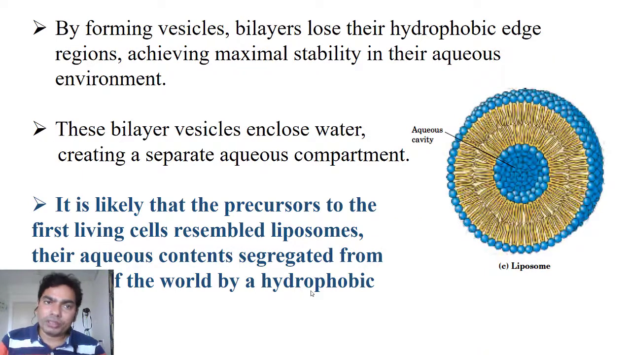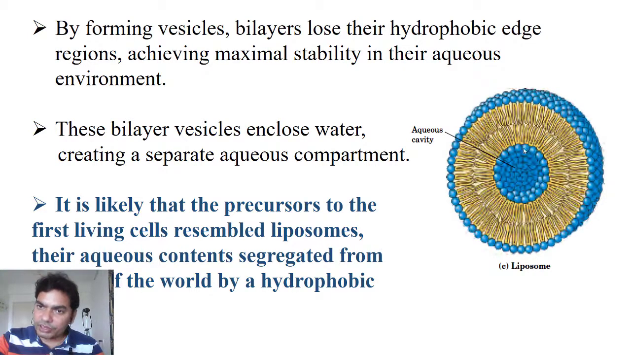Right. So by forming the vesicles, the bilayers lose their hydrophobic edge regions, achieving maximum stability in their aqueous environment. These bilayer vesicles enclose the water, creating a separate aqueous compartment. As I said, this is a separate aqueous compartment. So it is likely the precursor to the first living cell.